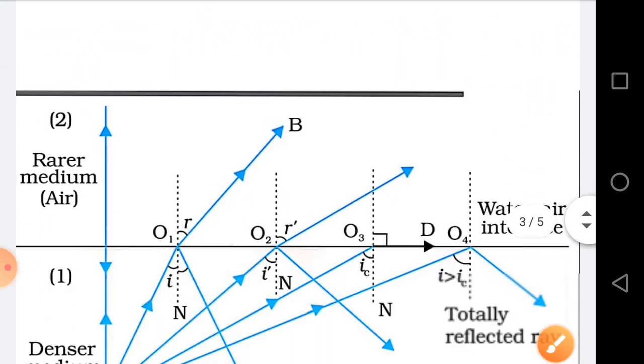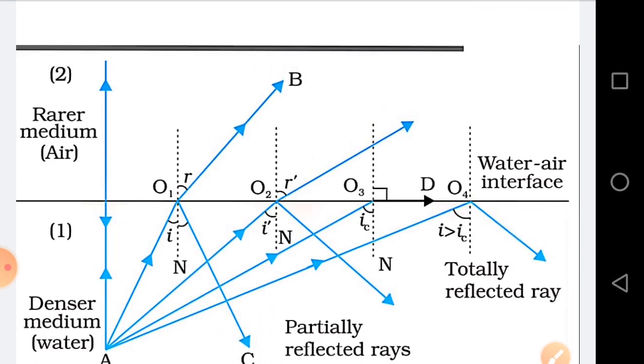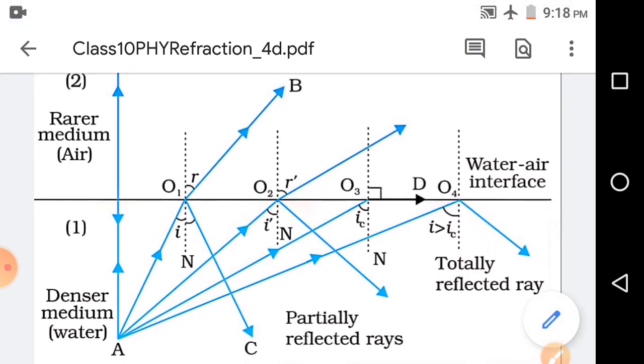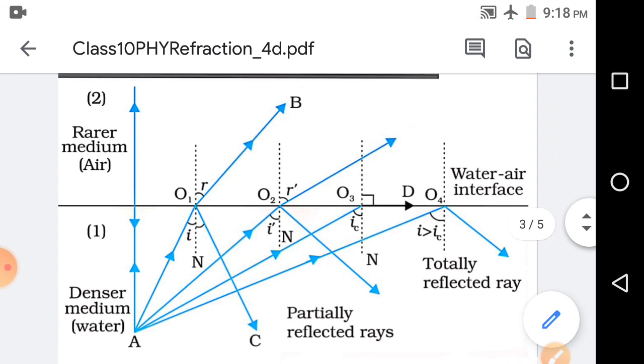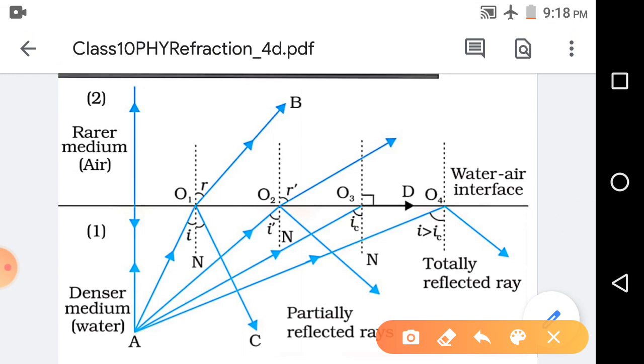Now see this figure. In the first point, that is chapter 4a, we have covered partial reflection and partial refraction. So see this figure. Here a light ray is incident from this point A. It is incident at the point O1, and some of the light is refracted along OB, and some of the light is reflected along OC.